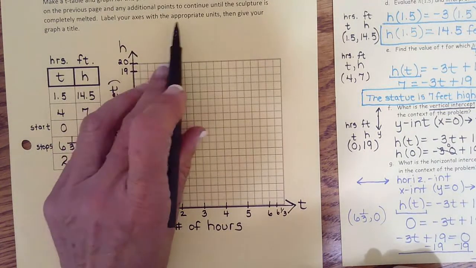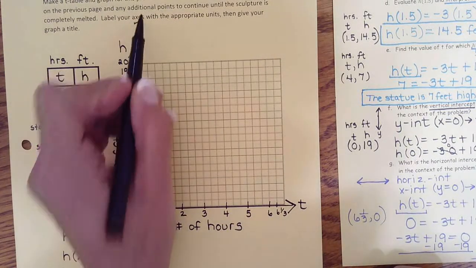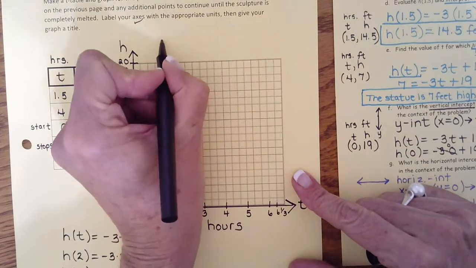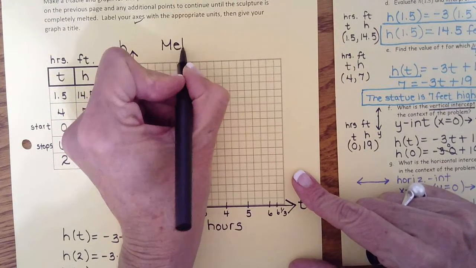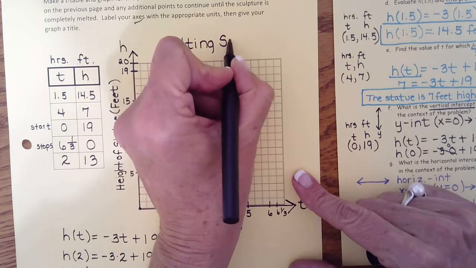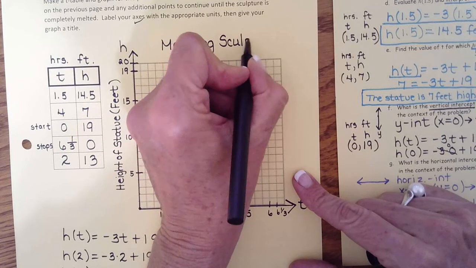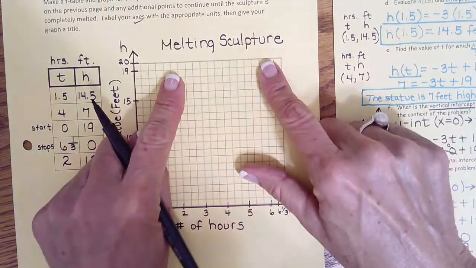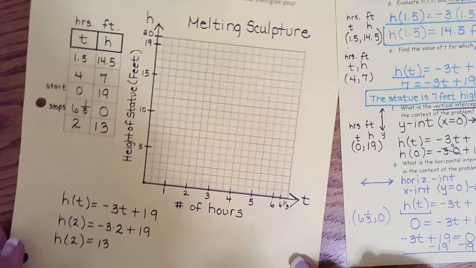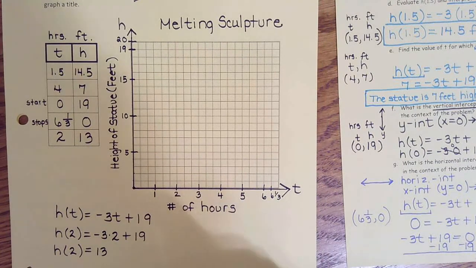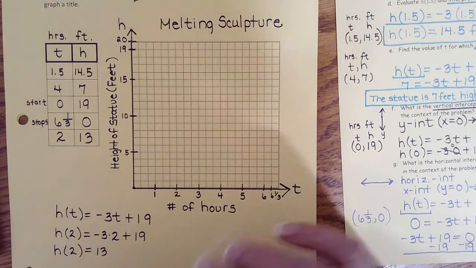Label your axes with the units. We did that. Then give your graph a title. So I always tell students, do that first. Melting sculpture, or whatever you want to write, because I grade a lot of tests, and guess what? That's a common mistake by students. They read it and then they forget it because they get all involved in the other part. So you can say ice sculpture, whatever you want to write. Okay, so let's go ahead and graph.